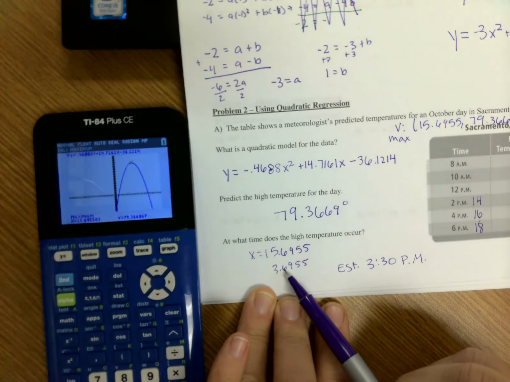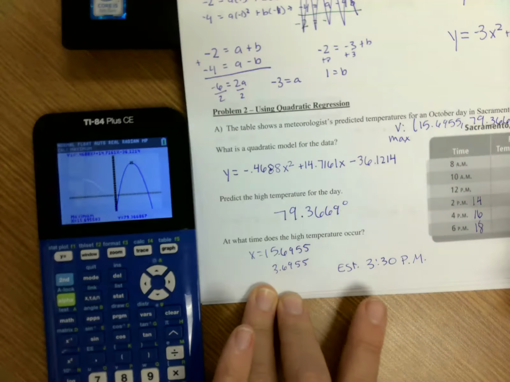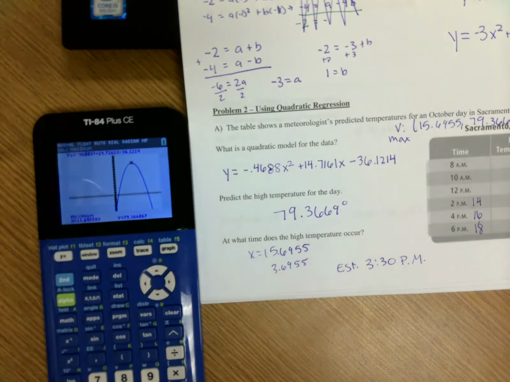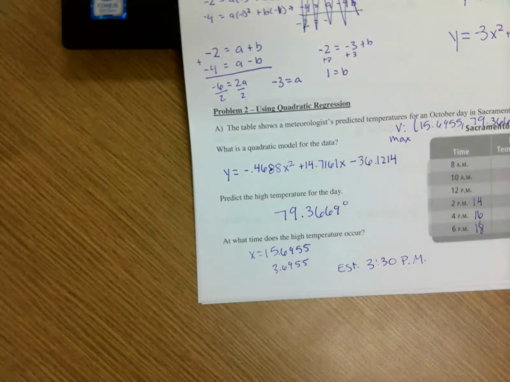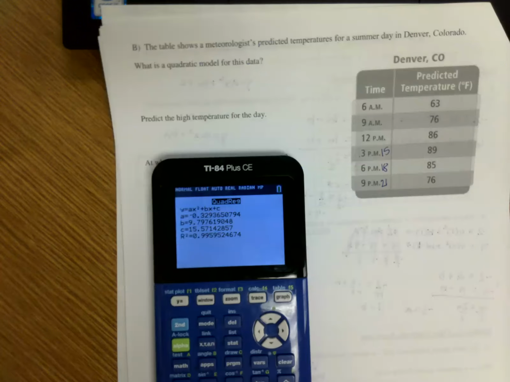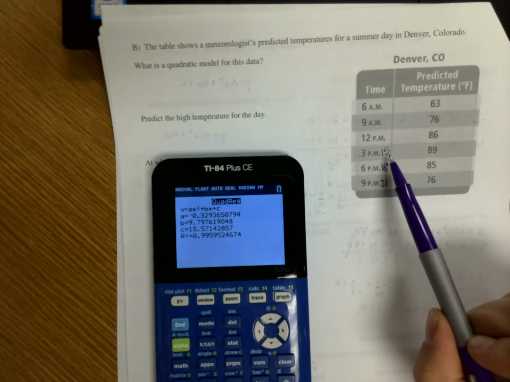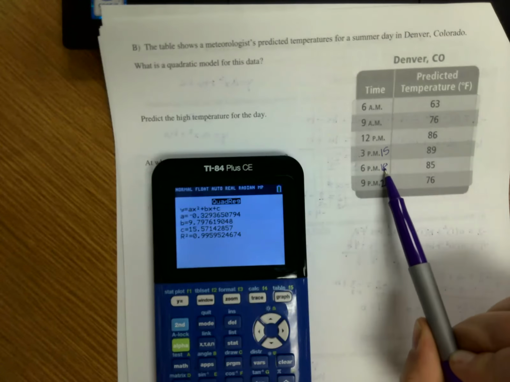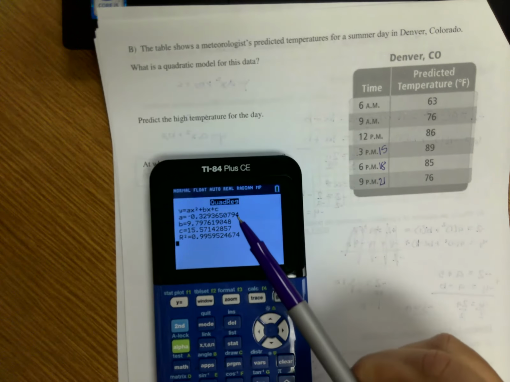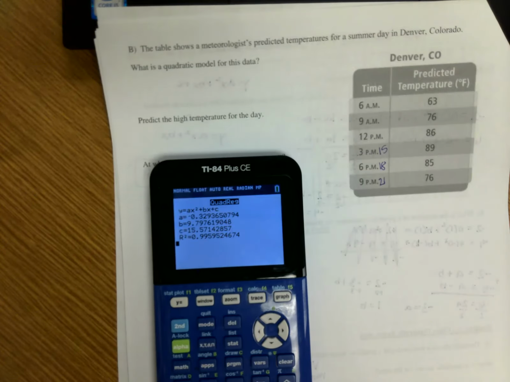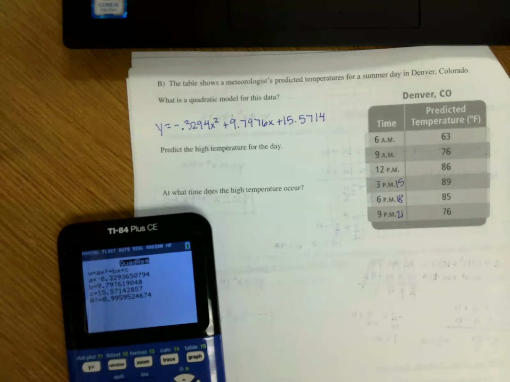Why 3:30? Because this is over half. So, or you could say 3:45. Either of those would help. I want you to try to do the next one by yourself. So you should have figured out to put for 3, 15, 6, 18, 9, 21. And you should have gotten this in your graphing calculator, 4 decimal spots.